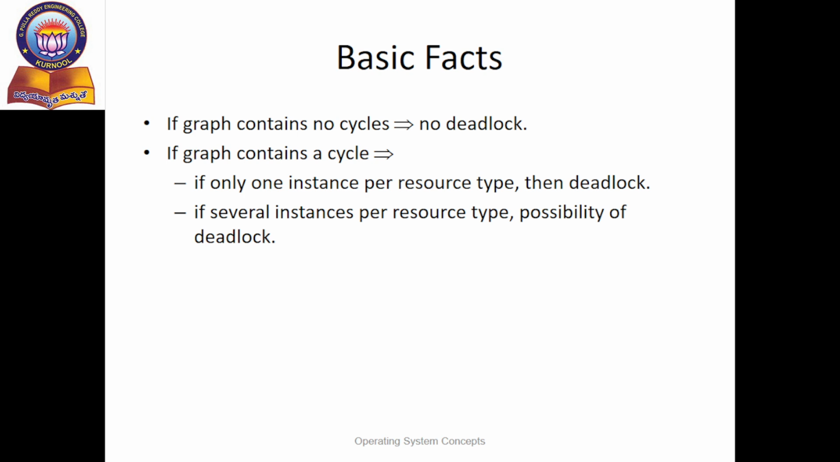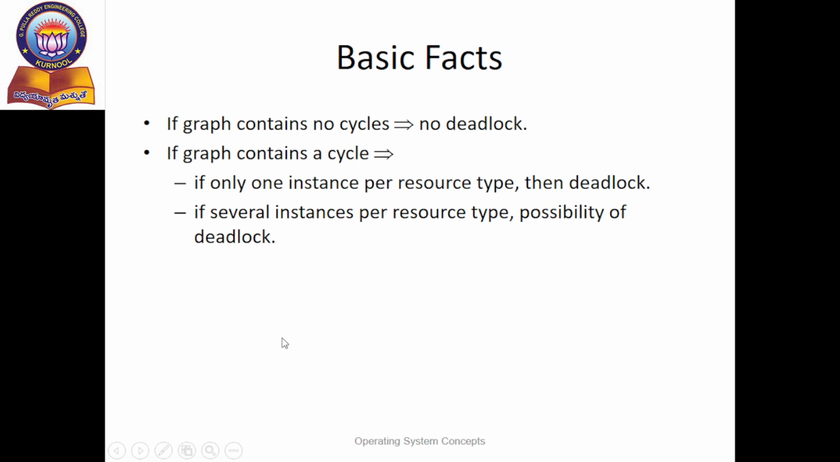Why? Because for each and every resource we have only one instance. But if a resource has several instances and a cycle occurs in that graph, then there is a possibility of deadlock. What it means is, the deadlock may or may not occur. Even though there is a cycle, when resources have multiple instances, we can conclude that the deadlock may or may not occur. So these are the facts that we can draw.